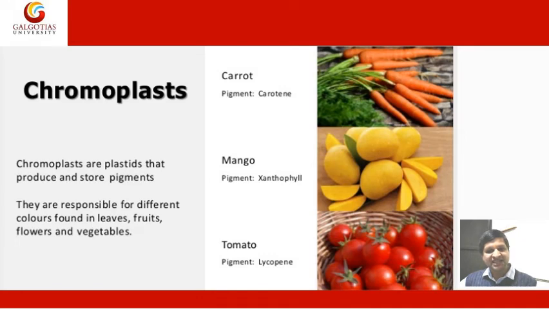Chromoplast. Chromoplasts are plastids that produce and store pigments. They are responsible for the different colors found in leaves, fruits, flowers, and vegetables. If you see the image, there is a carrot. The carrot has this color because of the pigment carotene. The mango is yellow because of the pigment xanthophyll. Tomato is red because of the pigment lycopene.